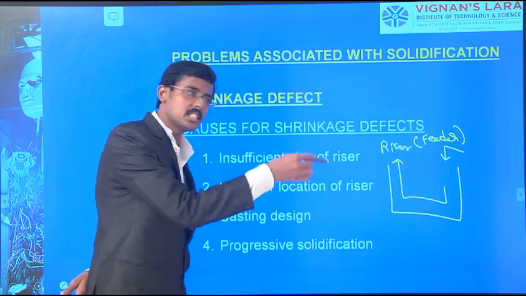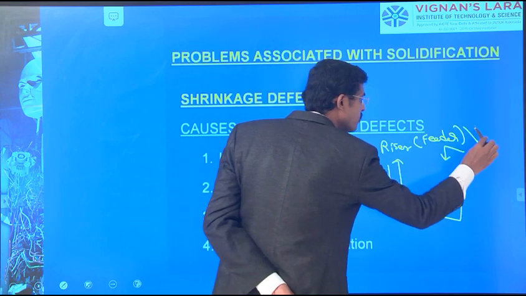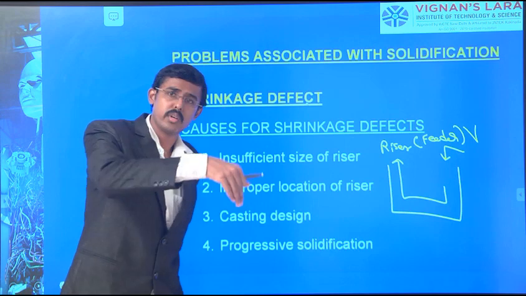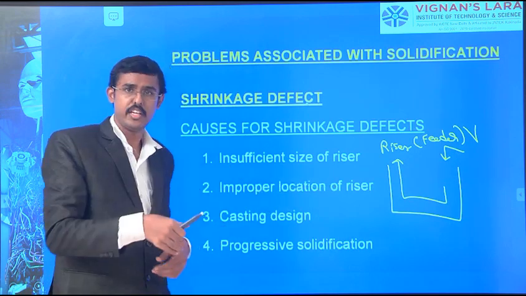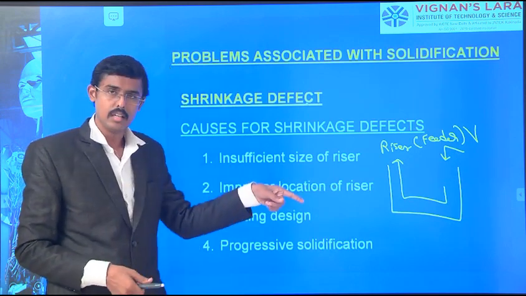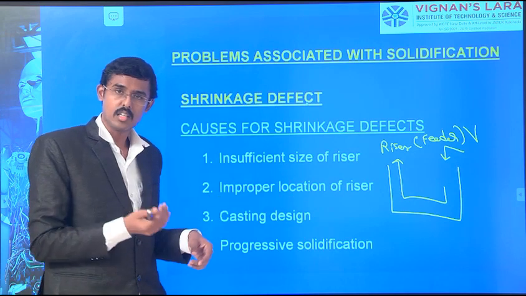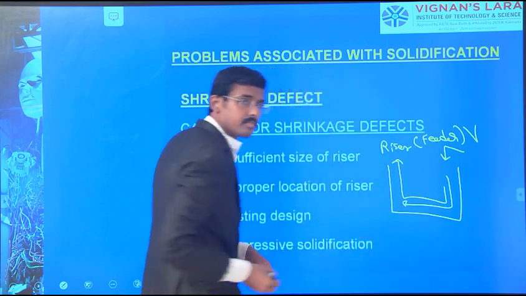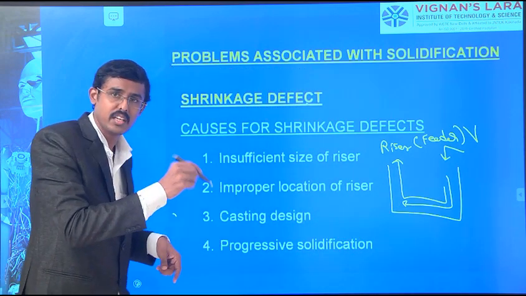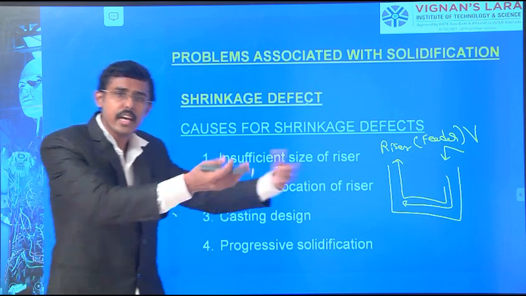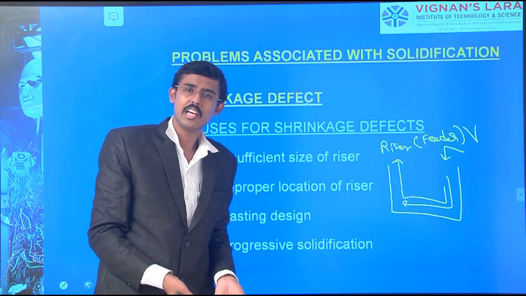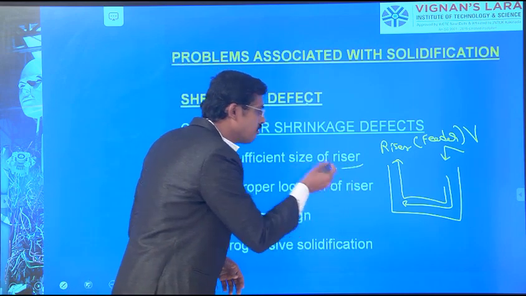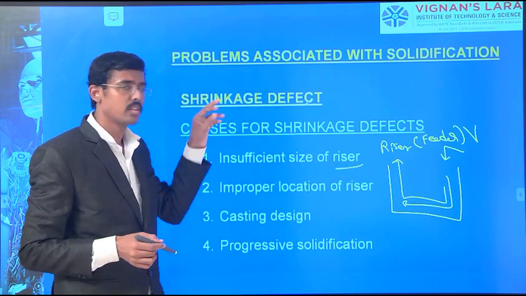So if the feeder is narrow, it is not sufficient to perform the riser's duty, that is the feeding system. The molten metal is not sufficient to reach the corner, where the specific need is, and it may solidify early. Therefore, insufficient size of riser is an important factor for shrinkage.